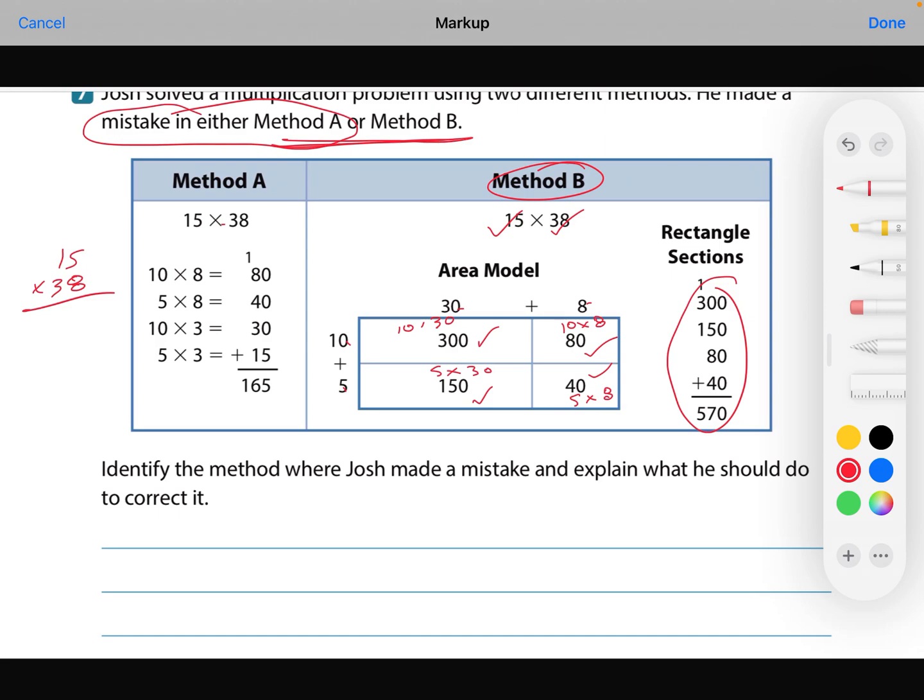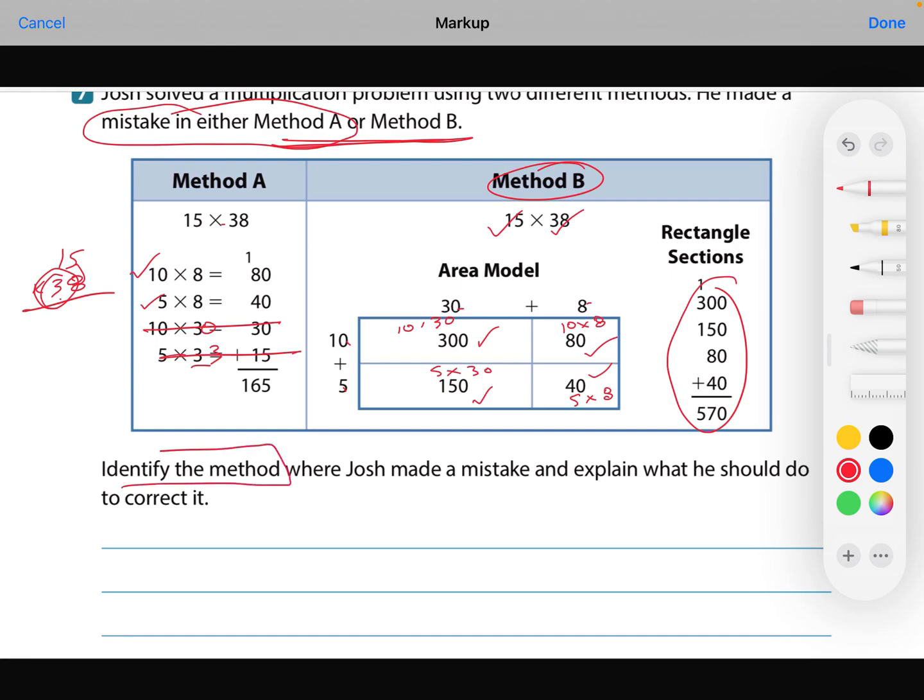okay, he's got a 10 and an 8, so yes. He's got a 5 and an 8, yes. He's got a 10 and a 3. That's not a 3, that is a 30. So that is wrong. And then he's got a 5 and a 3, but this should be a 30. So he's ignoring the fact that that's in the tens place. So that's where Josh's mistake is at.